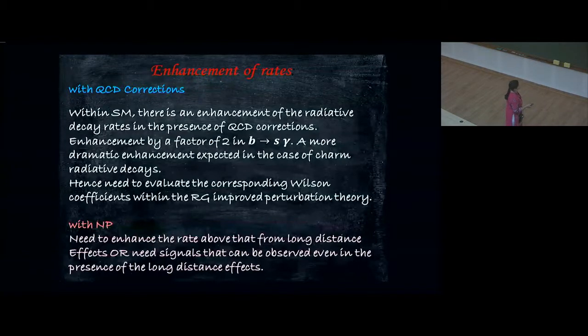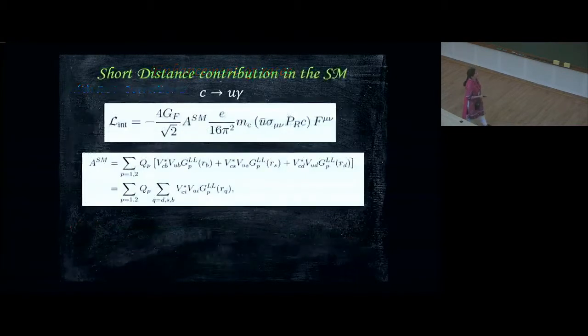We need to enhance the rate above that from the long distance effects, or, as I mentioned in this slide before, need to find signals that can be observed even in the presence of the long distance effects. Okay. So regarding the short distance contribution in the standard model, this is the Lagrangian. I've neglected the term proportional to mu. And of course, these are your standard loop functions, the Inami-Lim functions or the modified Inami-Lim functions, where you will be summing over your internal quarks d, s, b.